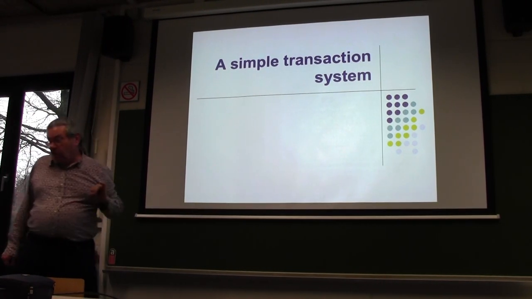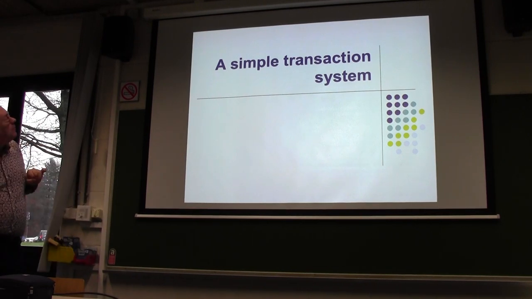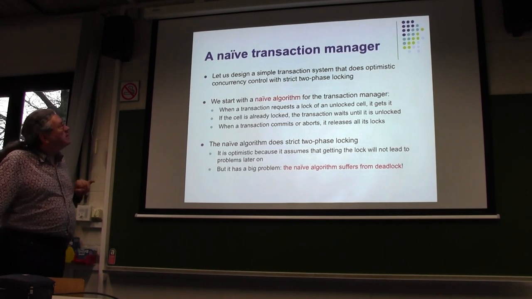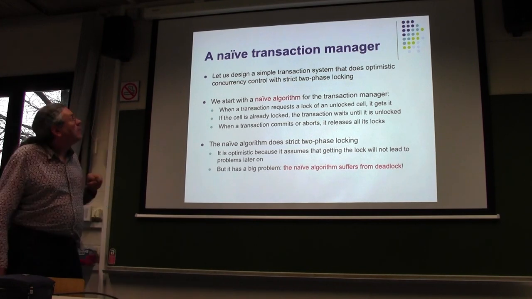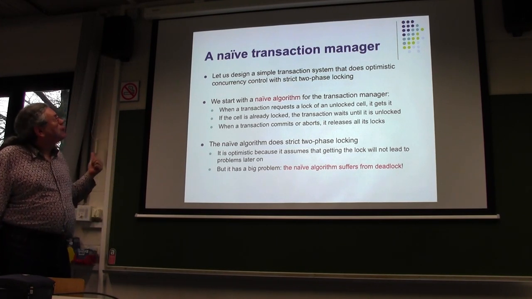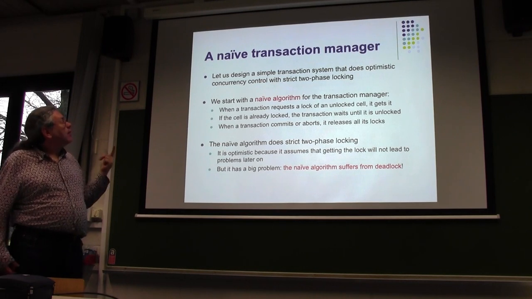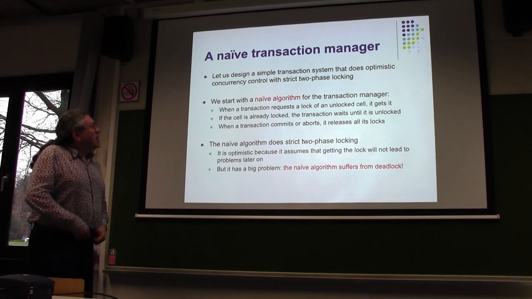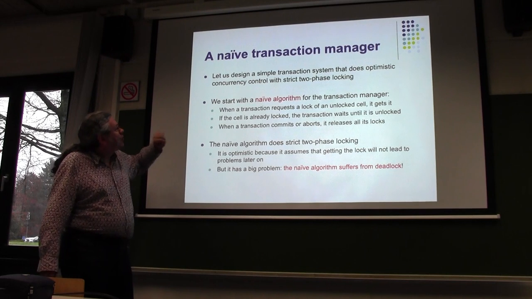So we're going to start building one. I start with a very simple one. Let's design a simple transaction system. It does optimistic concurrency control, and it does strict two-phase locking. Okay, so here's the algorithm for the transaction manager.